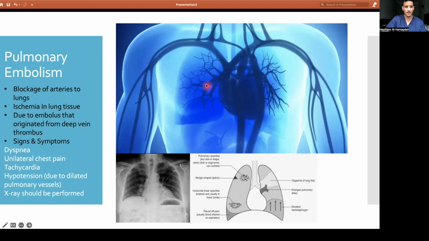And so what we can see or have answers from the patient include dyspnea, shortness of breath, unilateral chest pain, where one side of the chest hurts, tachycardia, hypotension due to dilated pulmonary vessels, and of course, an X-ray is performed. And these here are some signs of pulmonary embolism that can help us confirm that this patient has a part of their pulmonary circulation blocked.